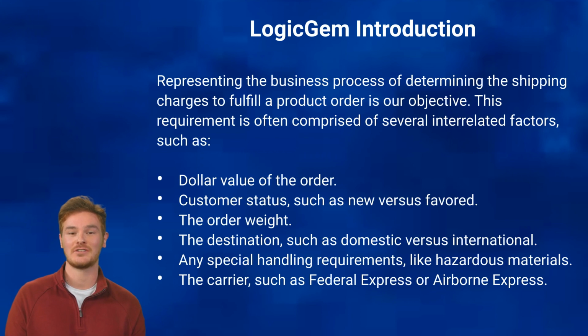Representing the business process of determining the shipping charges to fulfill a product order is our objective. This requirement is often comprised of several interrelated factors, such as dollar value of the order, customer status, such as new versus favored, the order weight, the destination, such as domestic versus international, any special handling requirements, like hazardous materials, the carrier, such as Federal Express or Airborne Express.